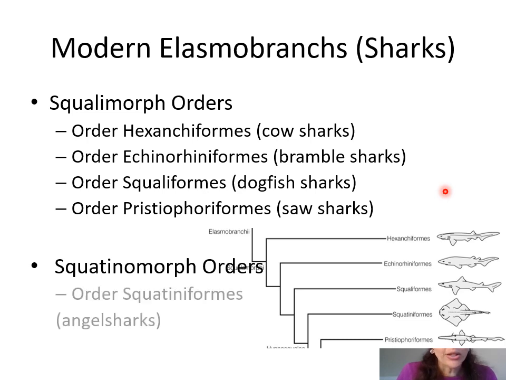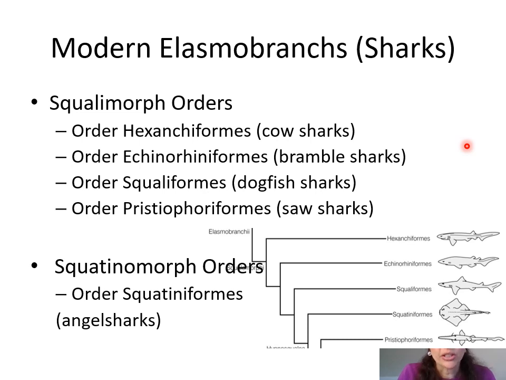And then our last group here are the Squatinomorph order. There's the Squatiniformes. So these are considered to be a separate order currently from the squalomorphs. These are our angel sharks. You can see one here, and you can see immediately that it looks a little different from the other sharks. We currently have 1 genus and about 21 species.